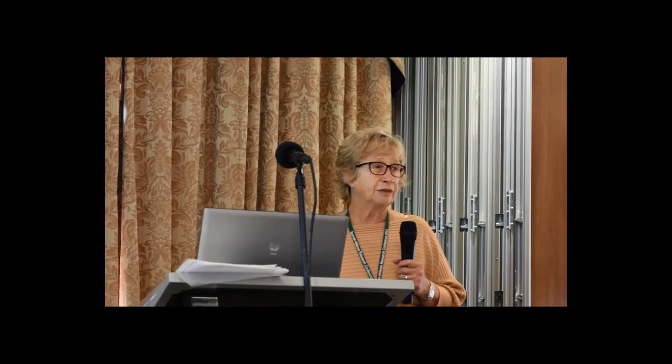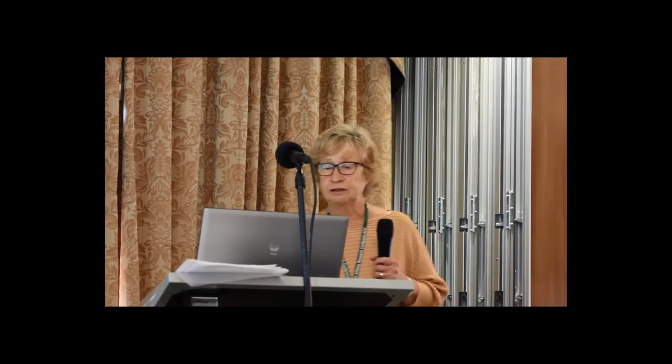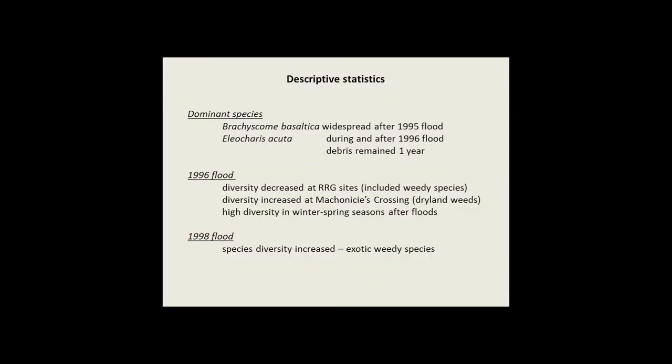Every now and then, when conditions allowed, you'd get a dominant species across the forest. Just after the flood in 1995, the Brachyscome basaltica was all over the western part of the forest. And Eleocharis acuta was everywhere in the forest after the 1996 flood. After the 1996 flood, the diversity decreased, but it was mainly the dryland weeds that were in the forest that disappeared at most sites.